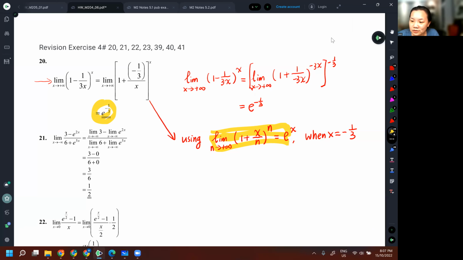The second solution, this method is the one that I used. Now here I'm showing you again. Same answer.